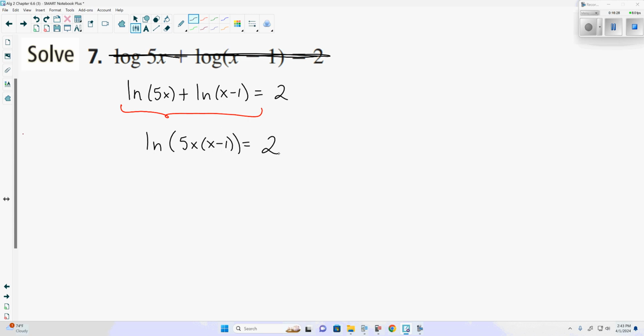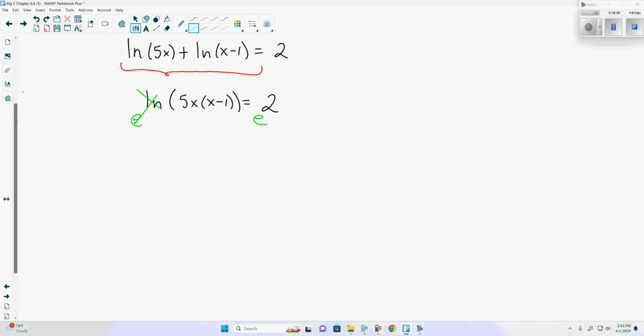We would put both sides to the base of e, because the ln's base is indeed e. So e to the ln would simplify out, leaving us with 5x times x minus 1. On the other side, we have e squared.